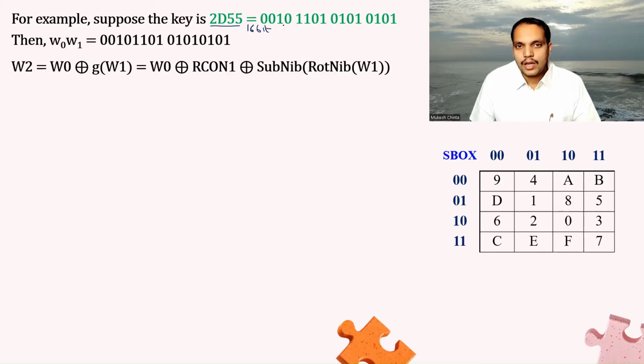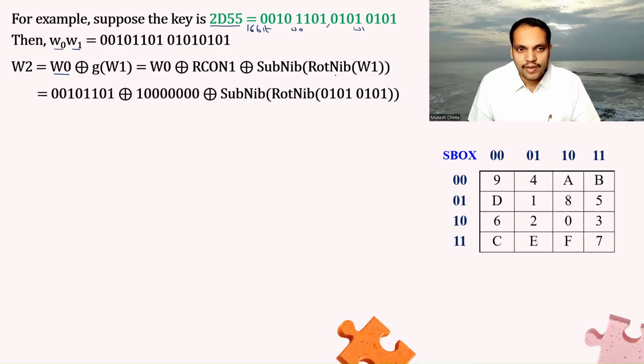Automatically the first 8 bits come under W0 and the remaining 8 bits come under W1. So this is my round 0 key, the first key which I am going to use. So I have my values of W0 and W1. Now I have to calculate W2. If you remember, W2 is obtained from W0 exclusive OR with G of W1. What is G of W1? I told you: rotate nibble, substitute nibble, and then round constant 1.